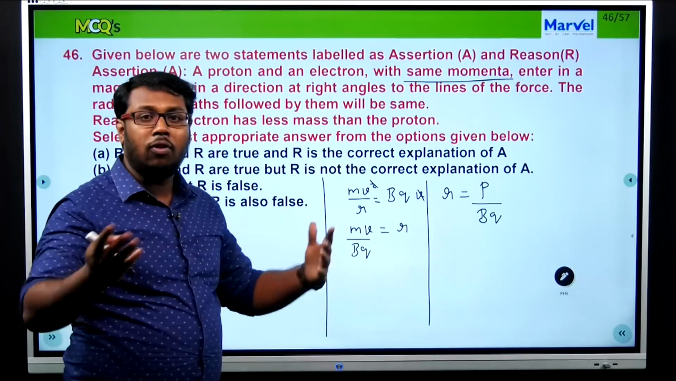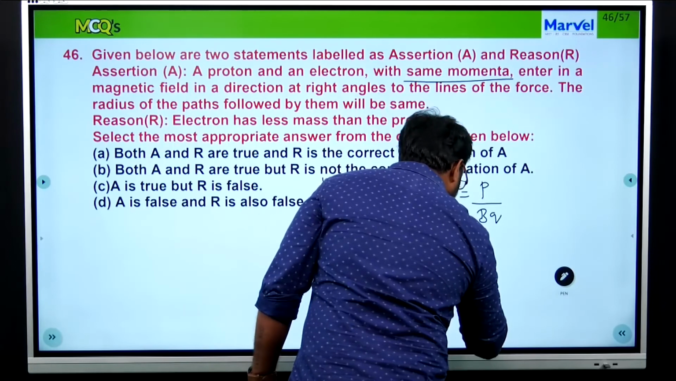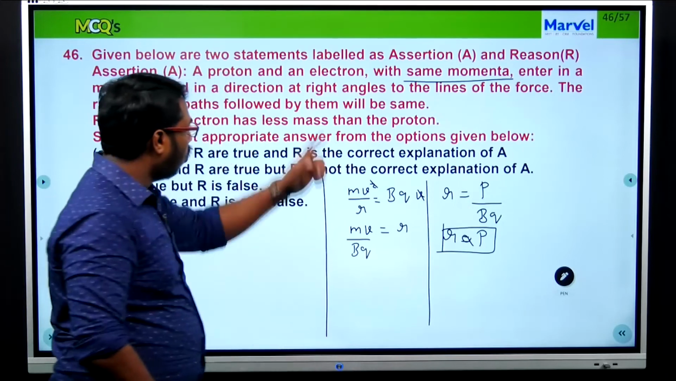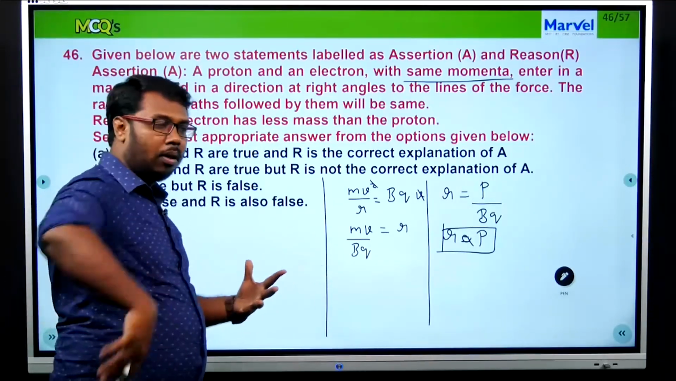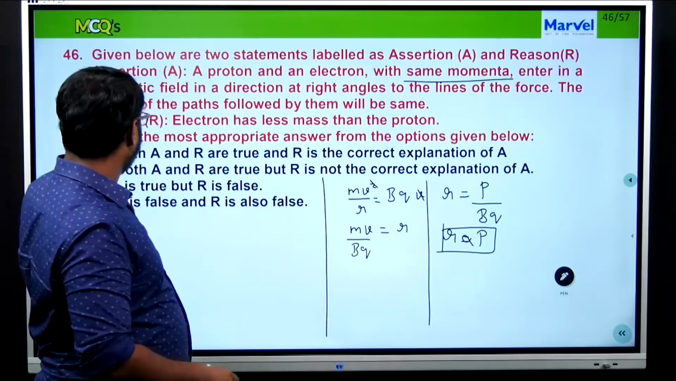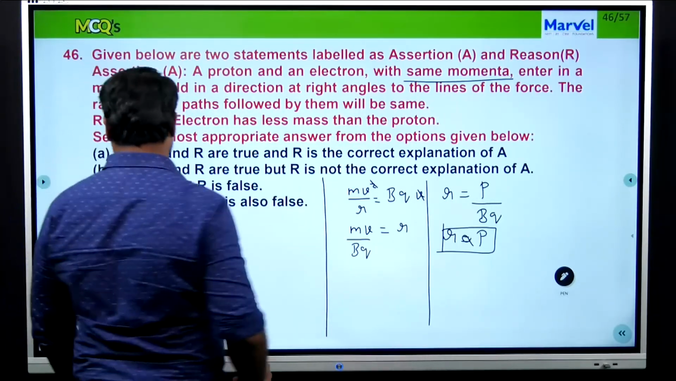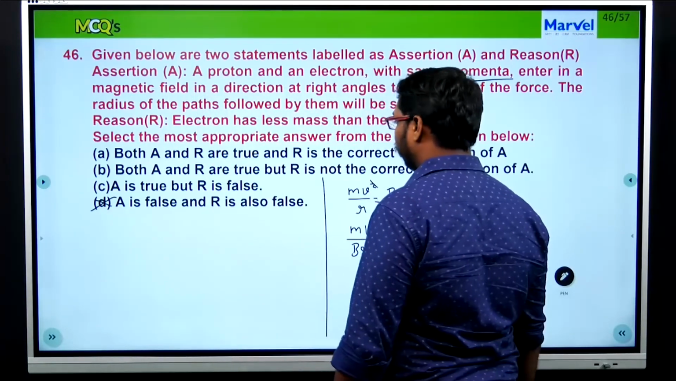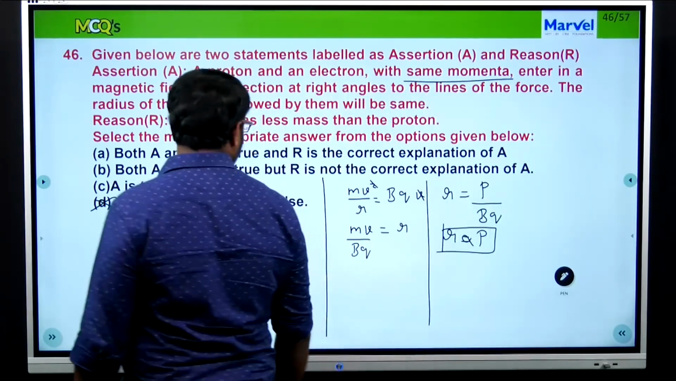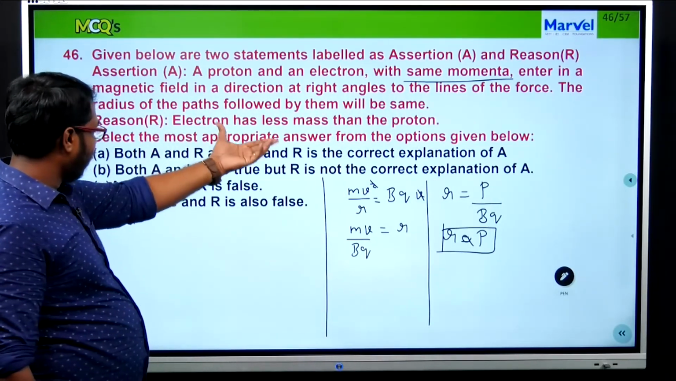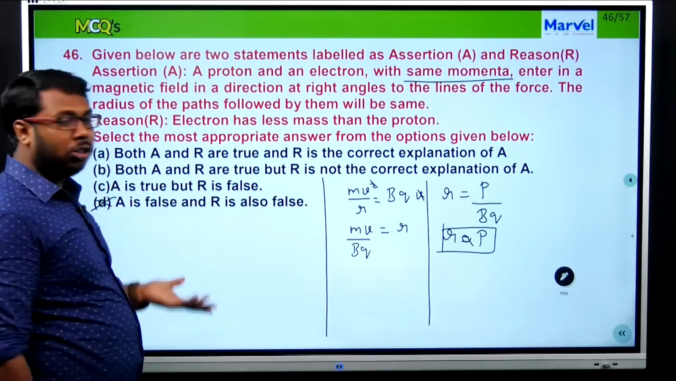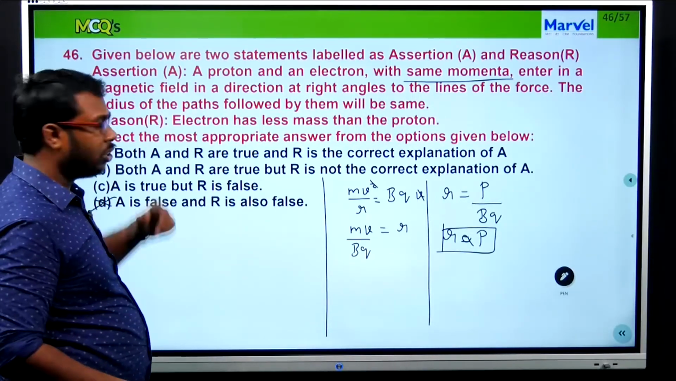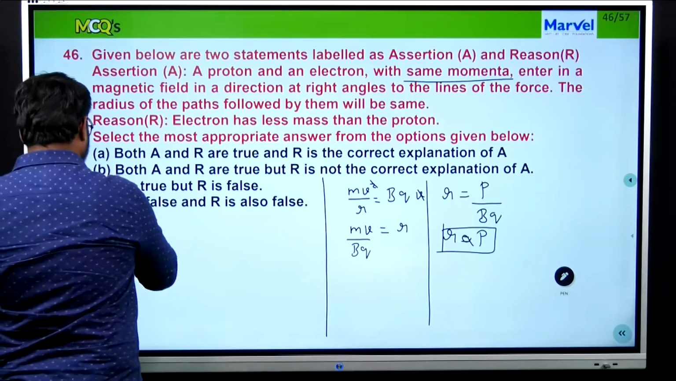The magnetic field applied is also constant. The charge value for both proton and electron is also the same. So what I can say is the radius is directly proportional to P. So for both proton and electron, the radius is going to be the same. So your assertion is true. Since your assertion is true, I will discard option D. Now, the next statement: the electron has less mass than the proton. That is true, no problem in that. The electron has less mass, but that is not the explanation for your assertion. So option B is correct.